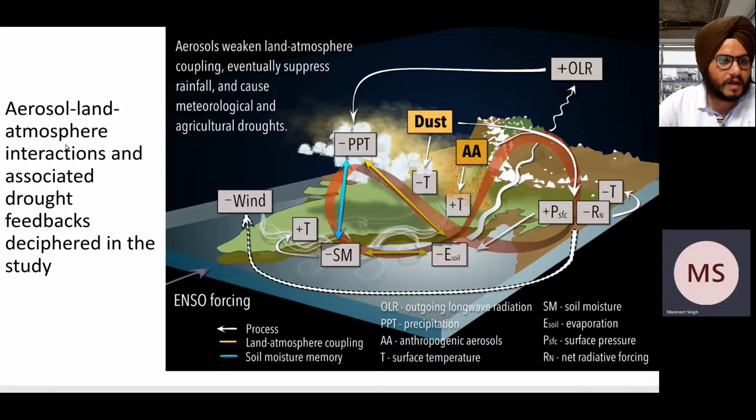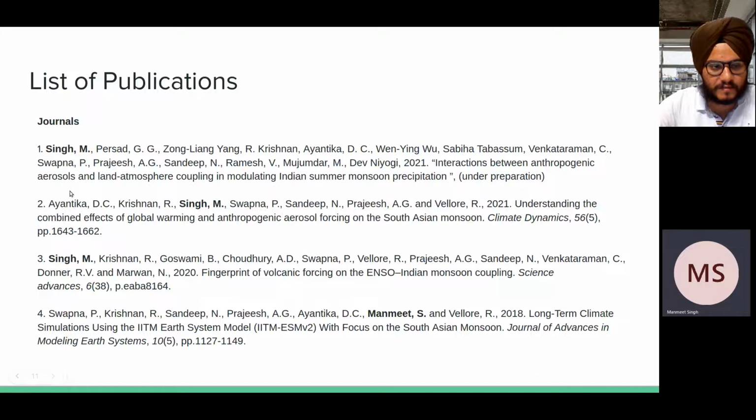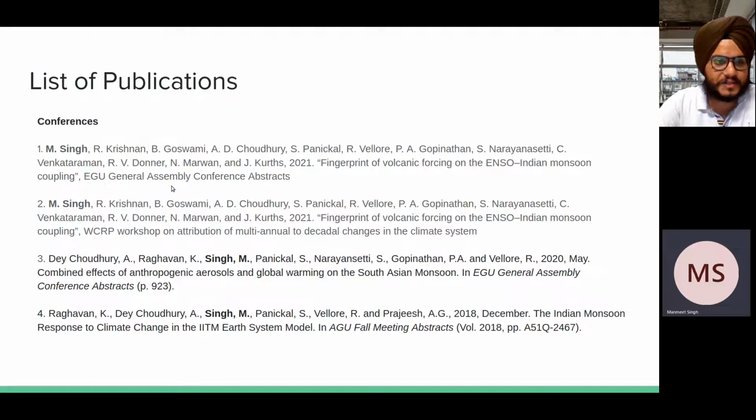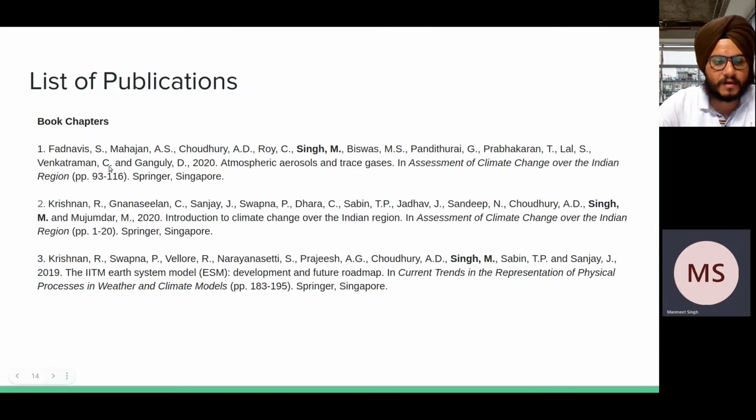The first work was published in the journal Science Advances, and this paper was noted as amongst the top 5 publications from IIT Bombay for the year 2020 by natureindex.com. Two external reviews were done for the thesis, and both the reviewers accepted the thesis in the present form. Three publications have come out of this thesis, and the fourth one is under preparation. These are the peer-reviewed journal publications. These are the conference proceedings concerned with this PhD thesis, the popular science articles or technical reports, and the book chapters which have been published linked to the PhD thesis.